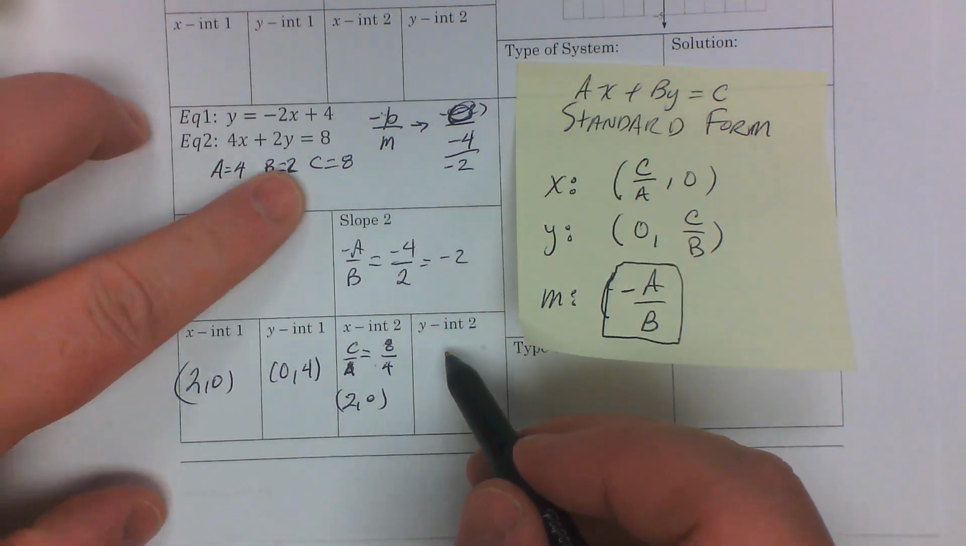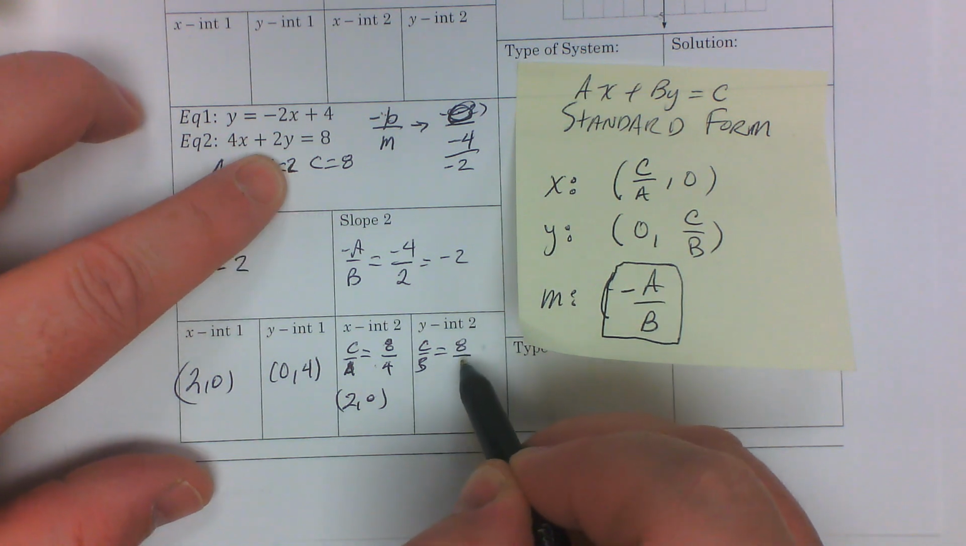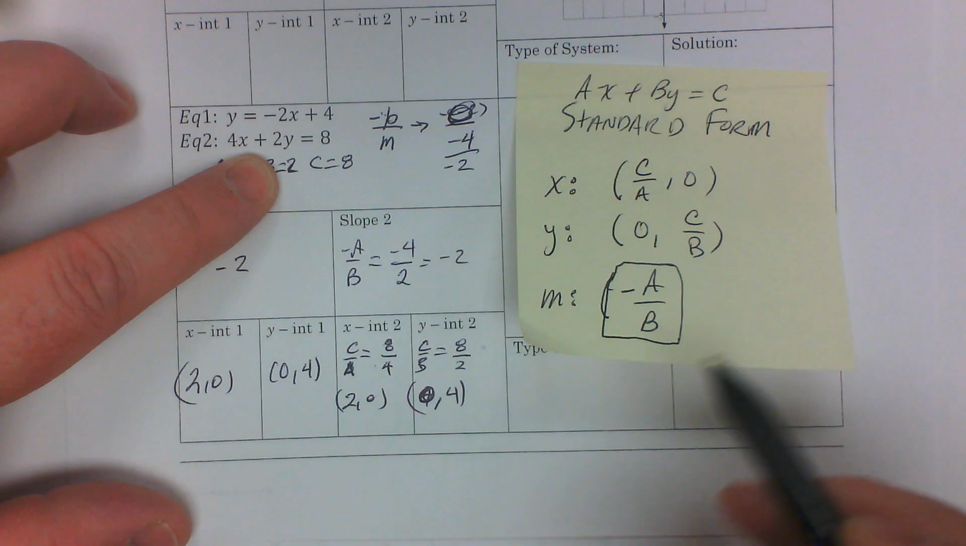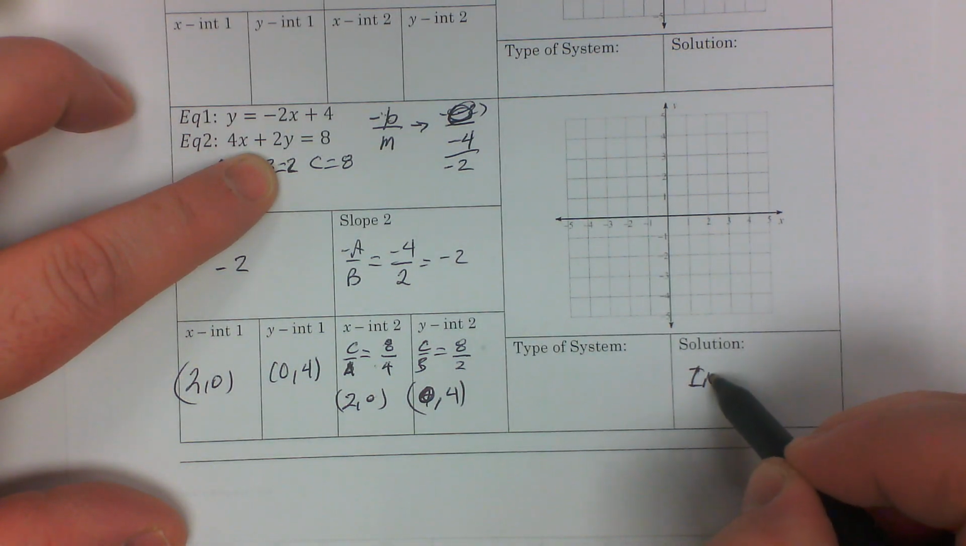All right. Let's go ahead and find our y-intercept, though. The y-intercept is c over b. So that's 8 over 2, which is 4. So 0, 4. Right? So this one is going to have infinite solutions.